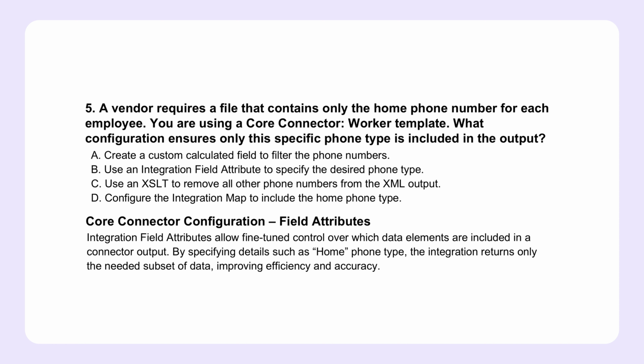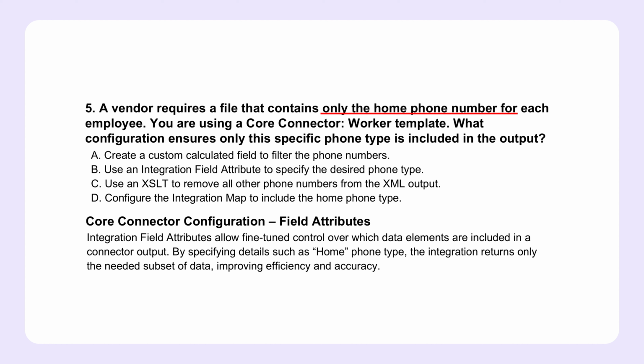Let's consider another scenario, maybe for precise data inclusion. How would you configure, say, a core connector worker template? But just to clarify for our listeners, core connectors are Workday's pre-built, robust integration templates for common HR scenarios like this, with standardized outputs, offering a standard way to extract specific worker data. So how would you configure one to include only home phone numbers for employees, just the home ones?